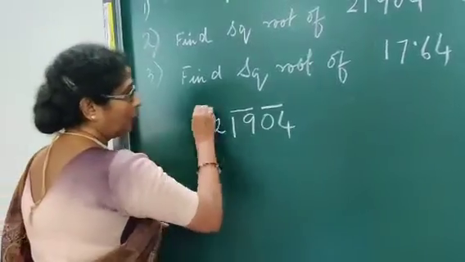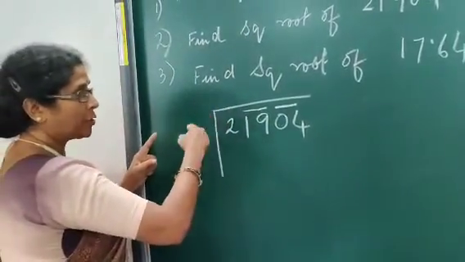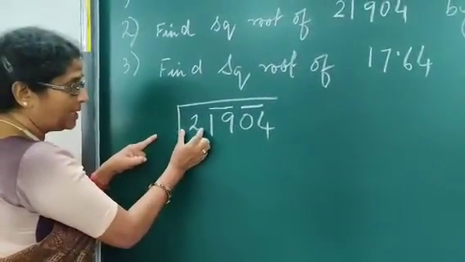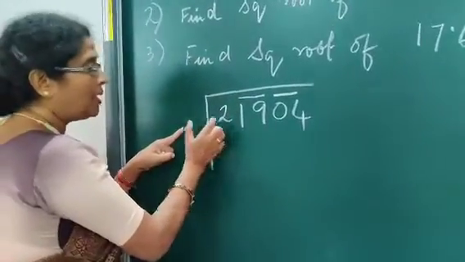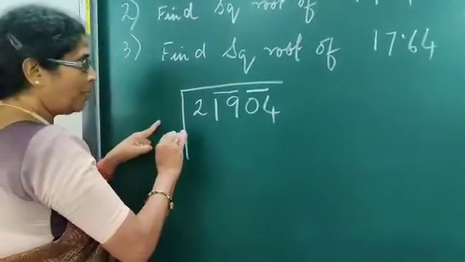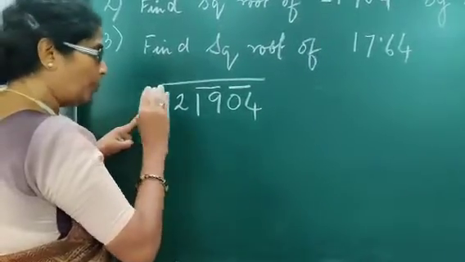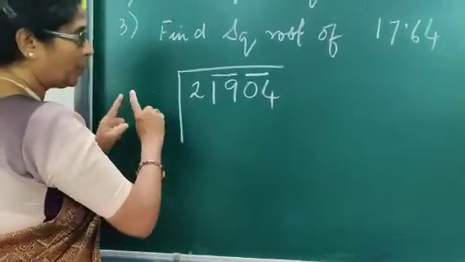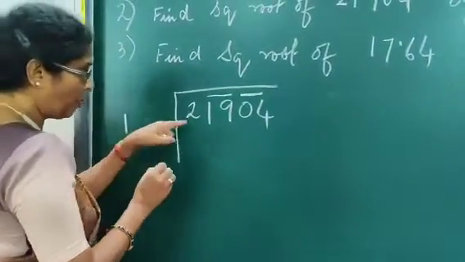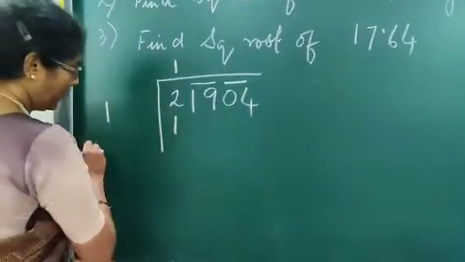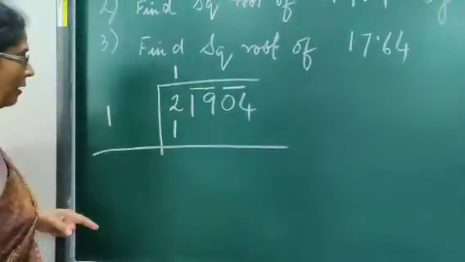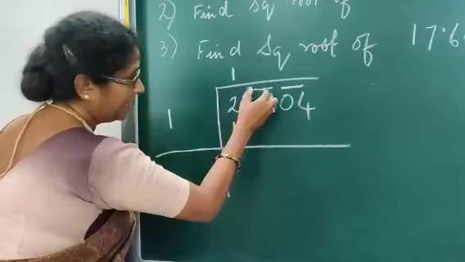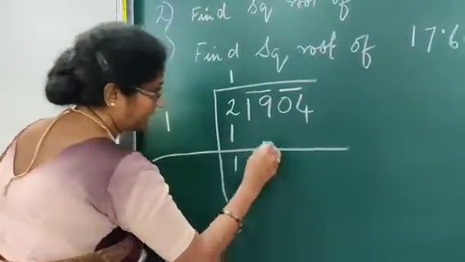Now what you have to do? You have to make the square number. So 1 ones are 1, but 2 twos are 4. This number is not in a pair, so we have to get either the same number or less than that number, not more than it. So we can't take 2, as 2 twos are 4 would be more. So I have to take 1, and I write 1. The next step: the difference is coming 1. Then I have to take another pair, 19.